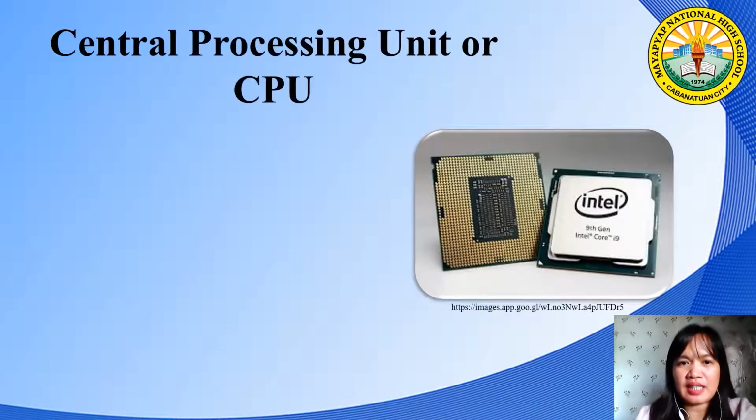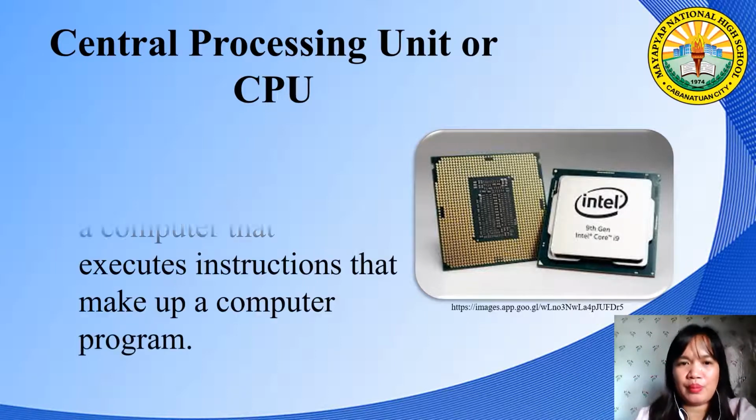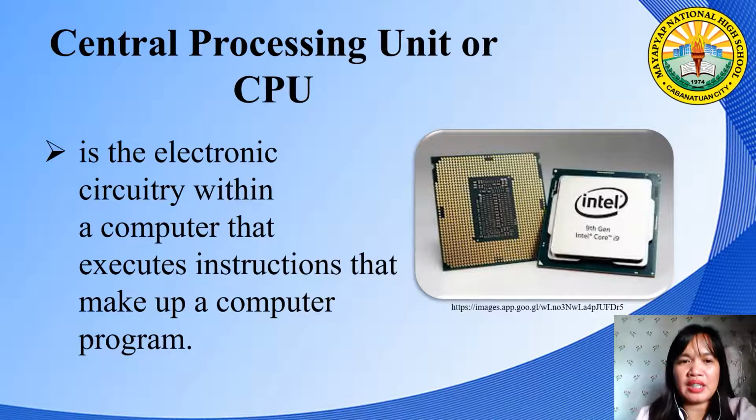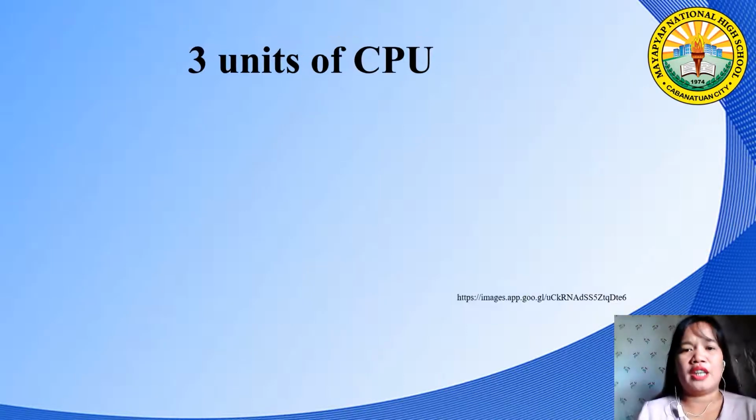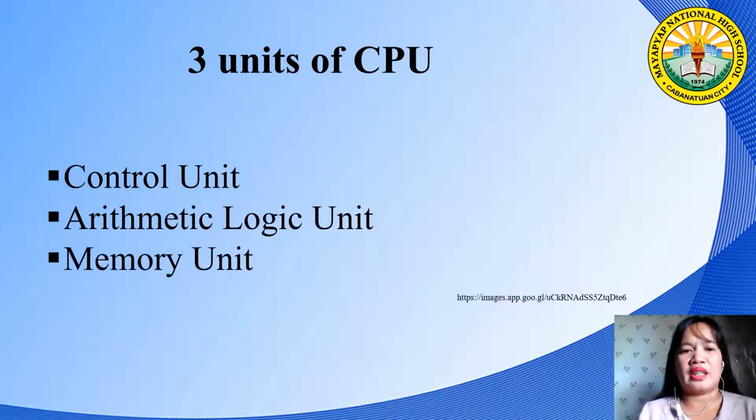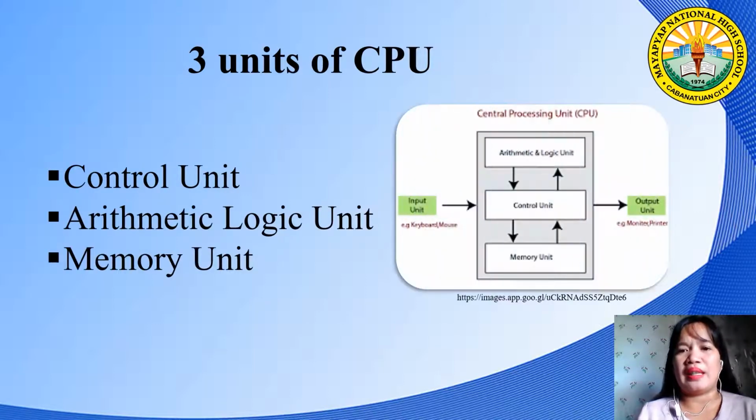This is the central processing unit, or we call it CPU. It's the electronic circuitry within a computer that executes instructions that make up a computer program. There are three units of CPU: control unit, arithmetic logic unit, and memory unit. So look at the diagram.